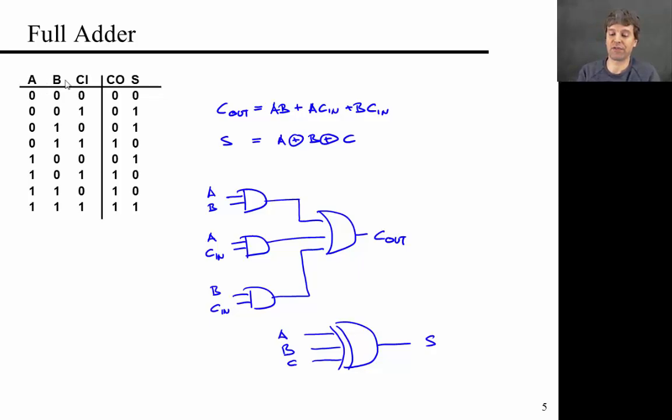So again, here you have the three inputs, A, B, and the carry from the lower order. You can convince yourself that this is the correct additive behavior over here. So basically 0 plus 0 plus 0 is 0. 0 plus 0 plus 1 is 1, etc., etc.